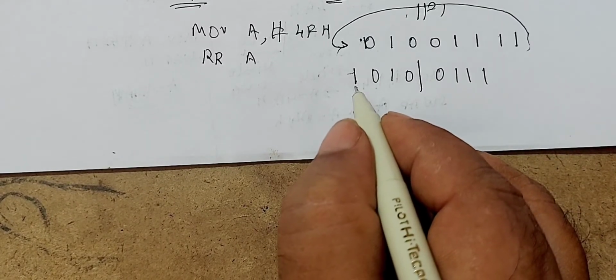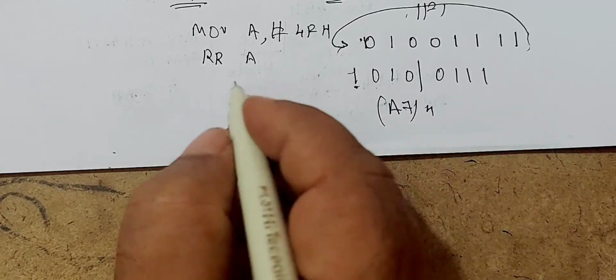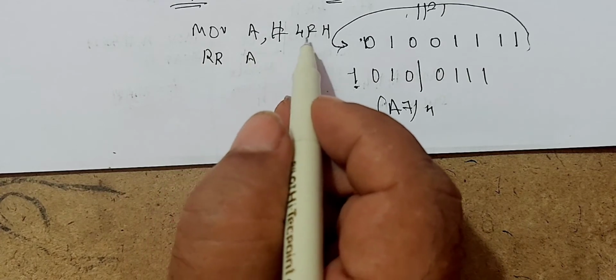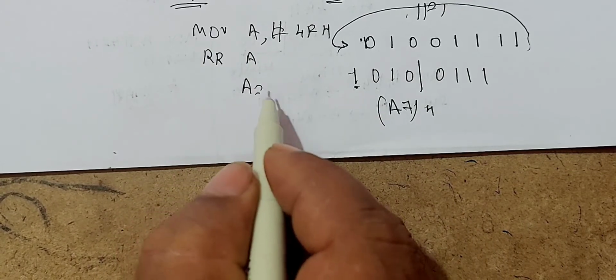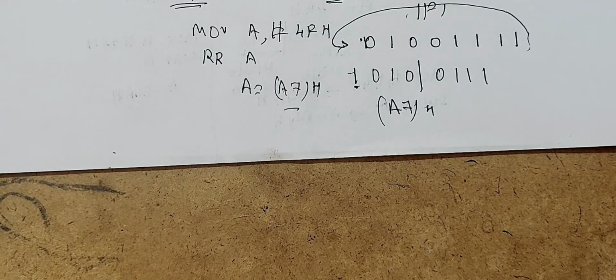That is A, ten is A, four, two, six, one, seven, A7H. So if move A hash 4FH, RRA, then A becomes A7H. In this way, you can rotate the content present in the register A either to the left or to the right. In the RL operation, that is the rotate left operation, simply the MSB becomes the LSB. In the RR operation, the LSB becomes the MSB.